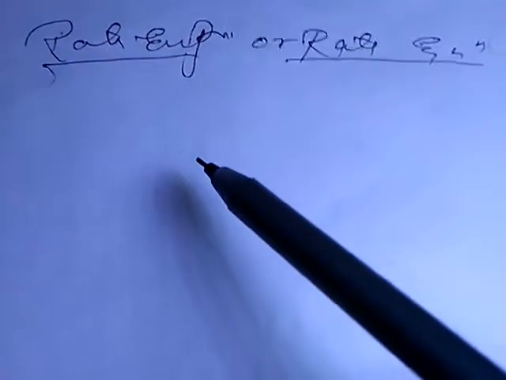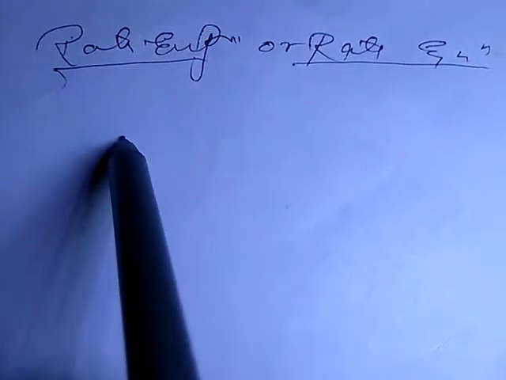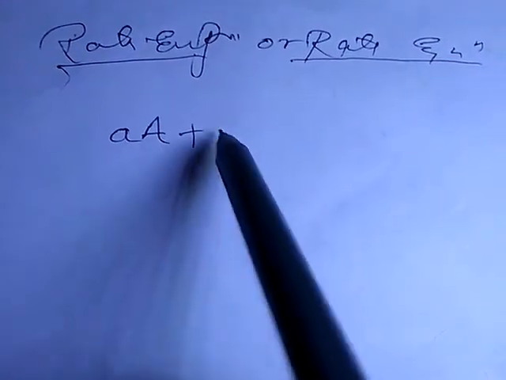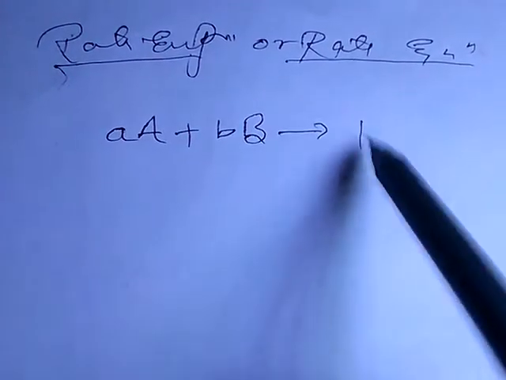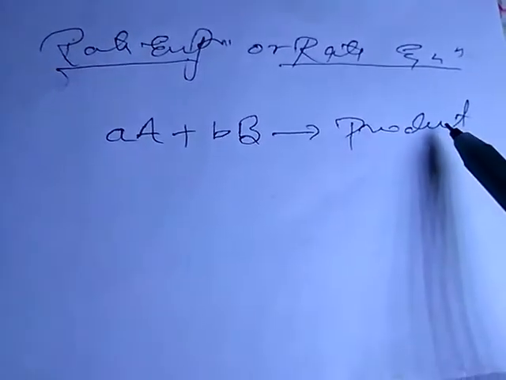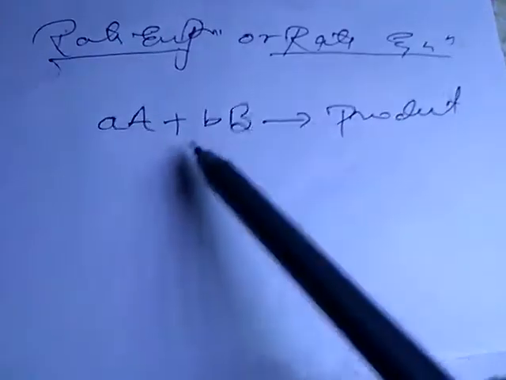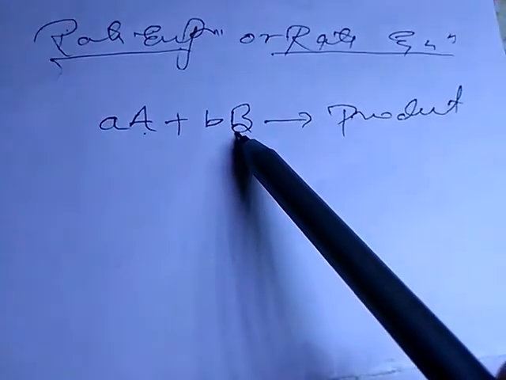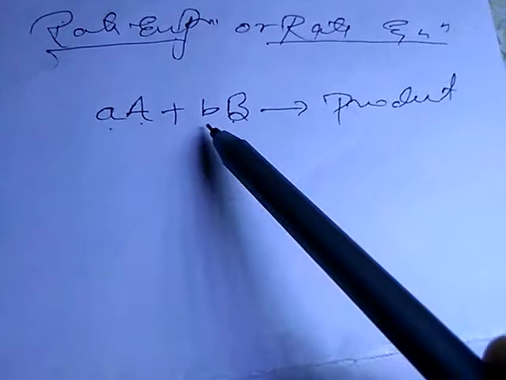Rate expression or rate equation. To understand this rate expression or rate equation, let's take a hypothetical chemical reaction. In this hypothetical chemical equation, A and B are reactants. Here small a and small b represent the stoichiometric coefficients, and some product is being formed.